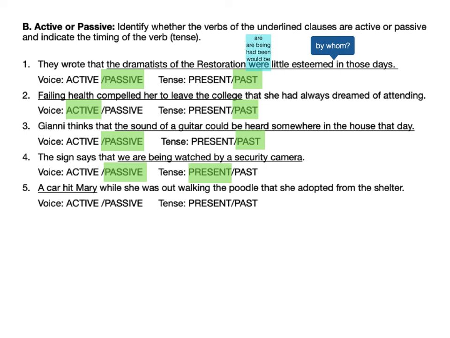Number 5, a car hit Mary while she was out walking the poodle that she adopted from the shelter. So a car is the subject, hit is the verb, Mary is the object.